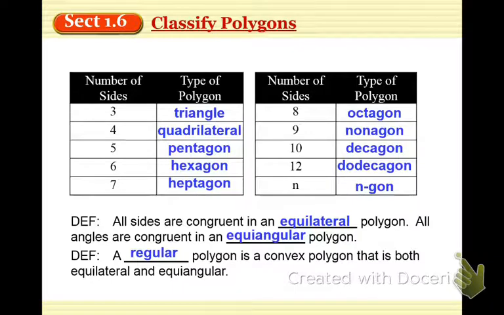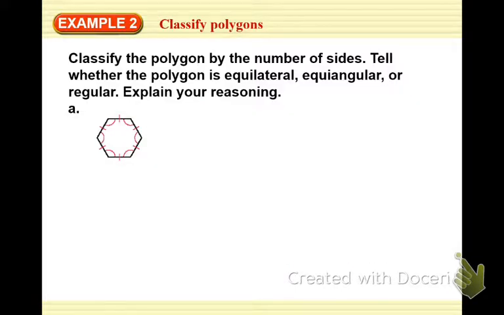Everybody have this? All right, so tell whether the polygon is equilateral, equiangular, or regular. This one, we'll do together. Equilateral. All the sides are marked with a tick mark. That means all the sides are the same length. Equiangular. They have one arc in each angle. That means all the angles are the same. It's not concave, it's convex. So this is regular. This is a regular hexagon. If all the angles and all the sides are marked the same, it's regular.